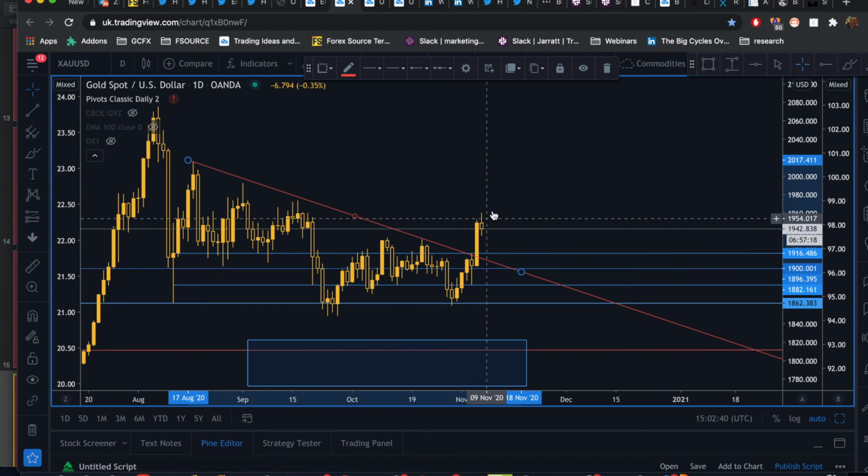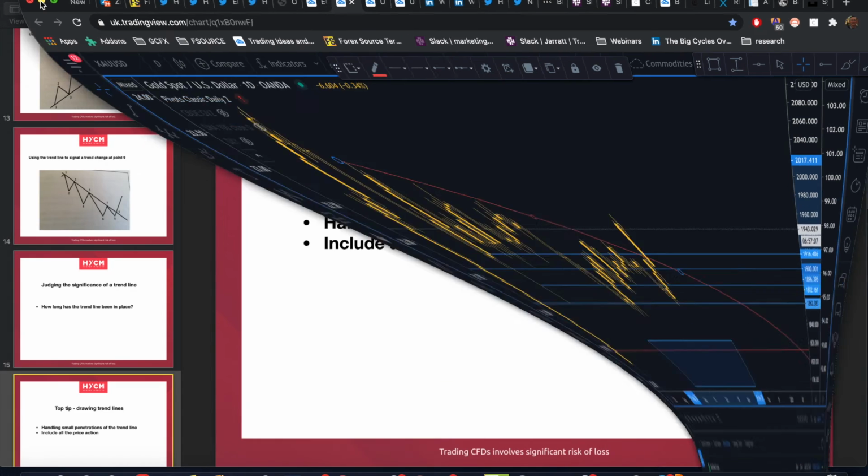I closed out my gold long simply because of the US election, and we're coming towards the end of it, and I'm nervous of a buy the rumor, sell the fact response. I just want to close all my positions out here on a Friday.